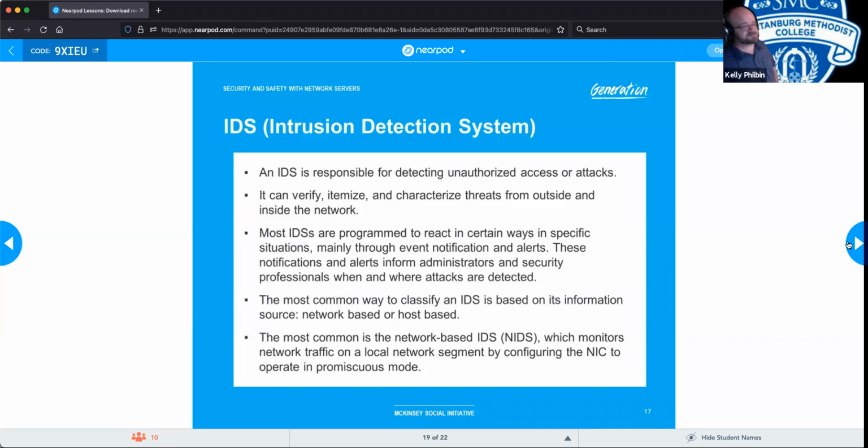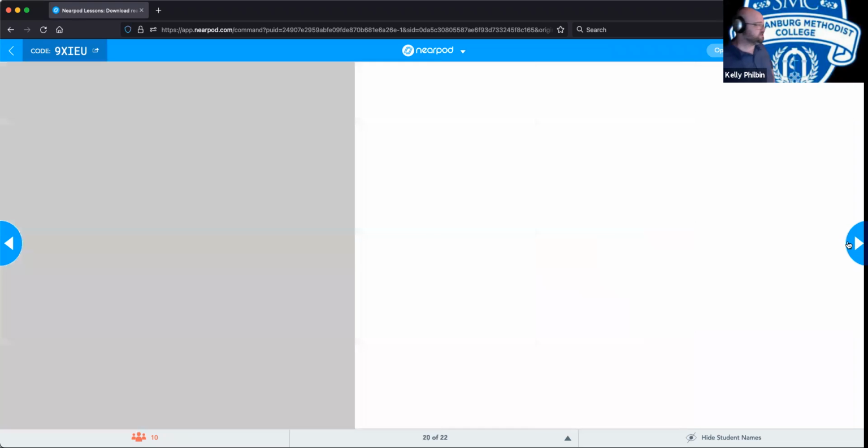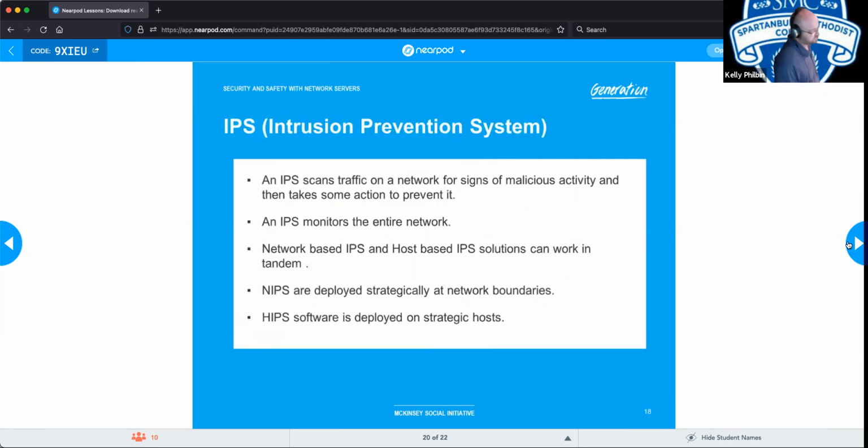All right, on to HIPS and NIPS. We got intrusion prevention system. Now, first we talked about intrusion detection, where it just basically goes, yo, you're under attack. It doesn't do anything. It just basically lets you know, hey, there's a problem.